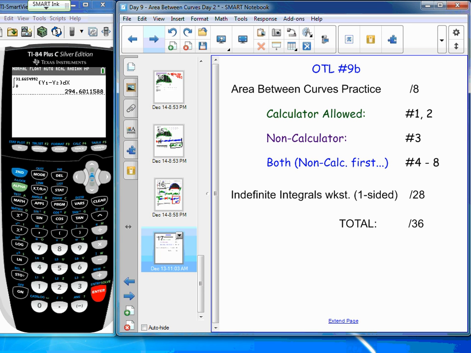And so number 3 would be an example on the AP exam of strictly non-calculator. Numbers 4 through 8 would be non-calculator eligible items. I want you to do non-calculator first, and then you can check with the calculator for numbers 4 through 8. So once again, calculator allowed would be 1 and 2. All the other ones you should be able to do non-calculator first. Then the indefinite integrals worksheet, to practice our antiderivatives algebraically and symbolically. That's numbers 15 through 42, out of 28, for a total of 36.